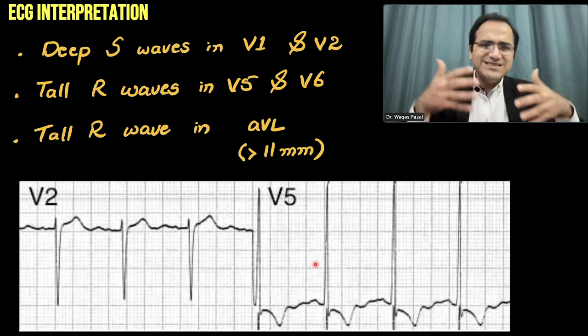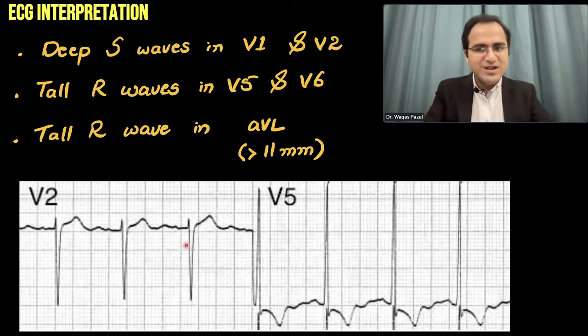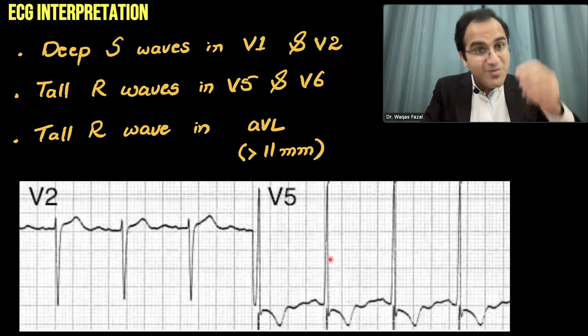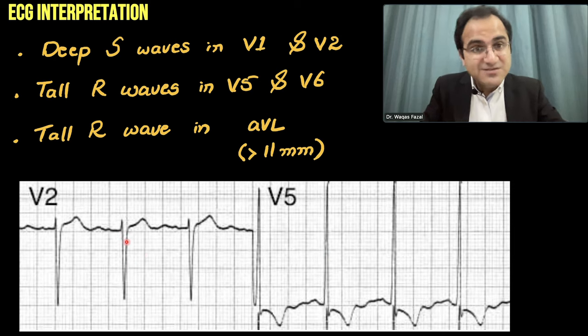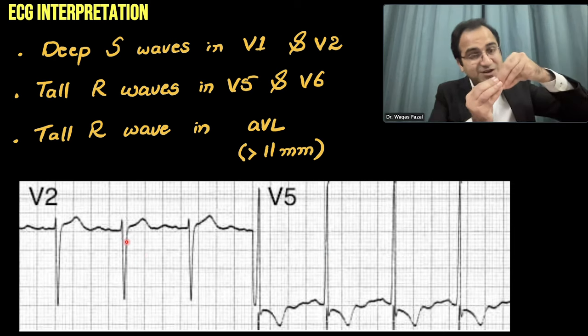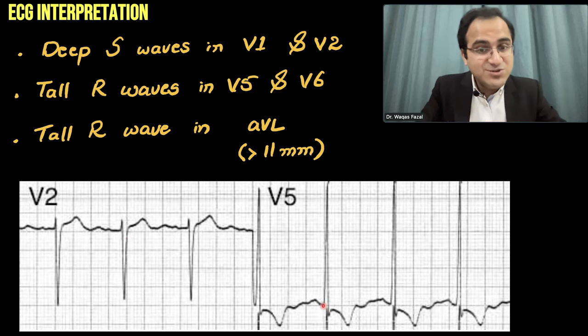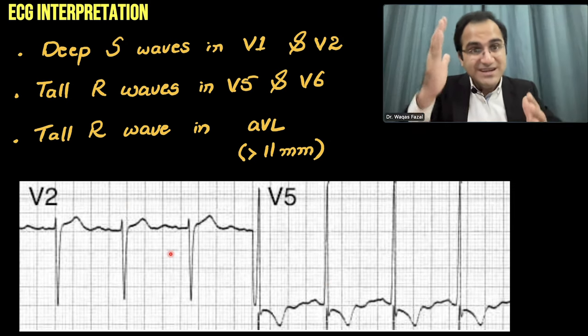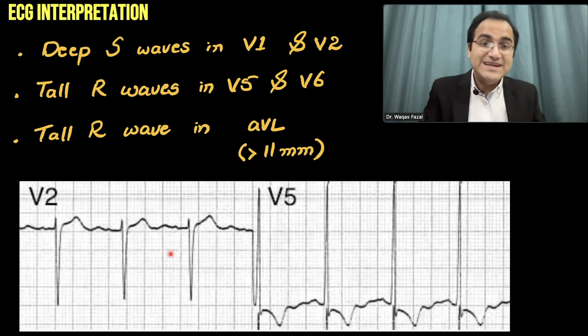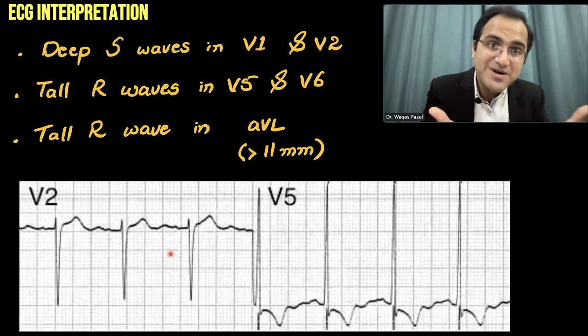Now you will be thinking that this is a normal R wave progression, that the QRS complex is negatively deflected in V1 and V2 and positively deflected in V5 and V6. You are very right about it. But the problem in left ventricular hypertrophy is that these waves are very tall. V5 is showing a very tall R wave. A normal R wave is not very tall and a normal S wave is not very deep, but these waves are very deep and very tall. It indicates that there is left ventricular hypertrophy.